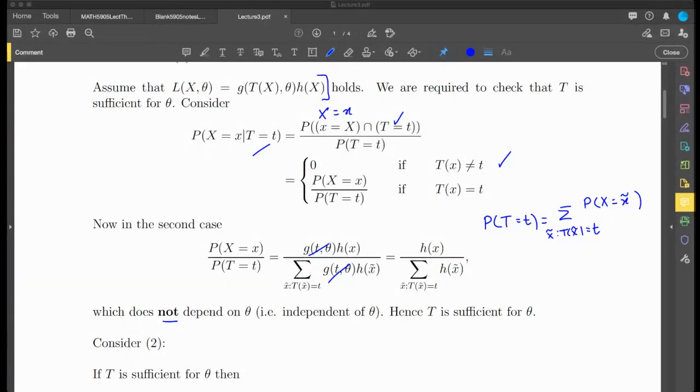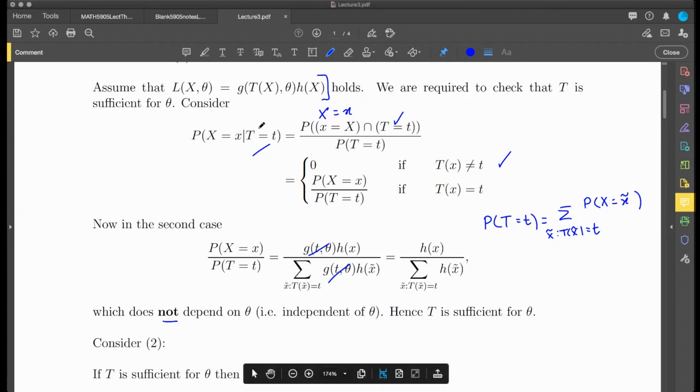But there's no data reduction there, and so it's not useful for us. But yes, the whole sample itself would be sufficient, because this conditional probability wouldn't depend on theta, right? The probability X equals x given X equals x is just 1, which doesn't depend on theta.